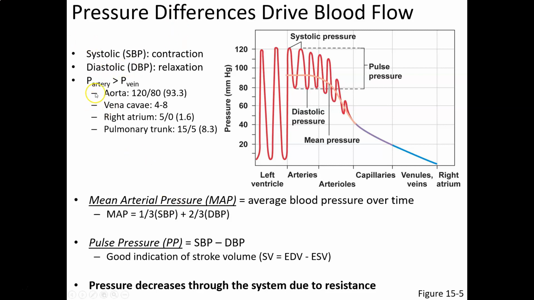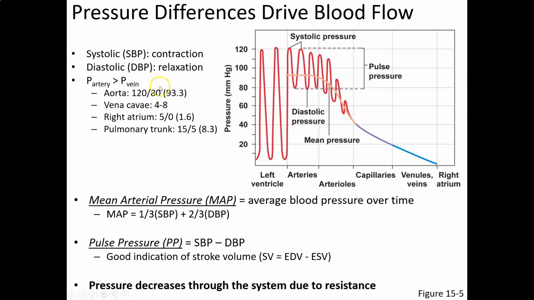So as a reminder, some of the values we've learned before: the aorta has a pressure, that's what we try to estimate with a blood pressure cuff in a clinical setting, of about 120 over 80. The pressure of your vena cava, that's the pressure going back to your right atrium, is about 4 to 8 millimeters of mercury. The right atrial pressure is about 5 over 0. Remember, during systole, it goes up as high as 5, and during diastole, it relaxes down to 0. And your pulmonary trunk has a pressure of about 15 over 5, right?